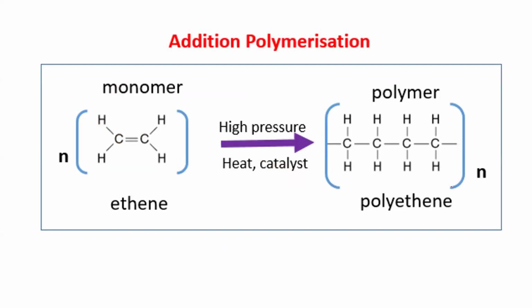The other polymerization is addition polymerization, which is a lot harder to do than condensation polymerization. This is where we have our ethene. Remember, we talked about ethene previously, and I said it was used in plastics. So polyethene, polythene, is your polymer of ethene.